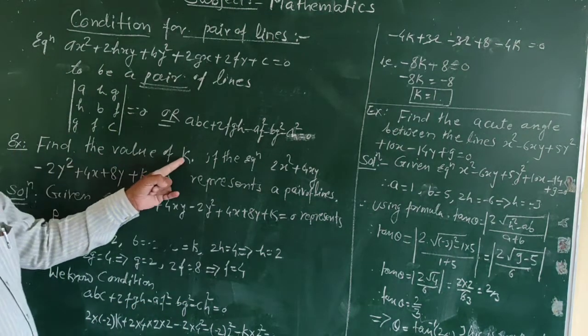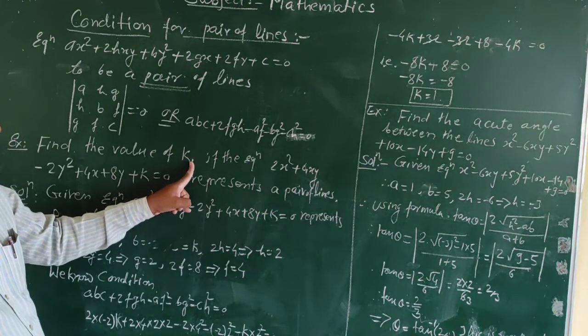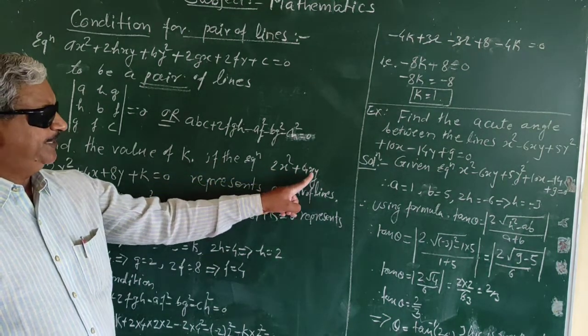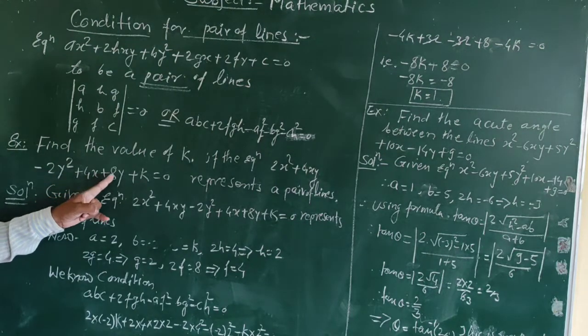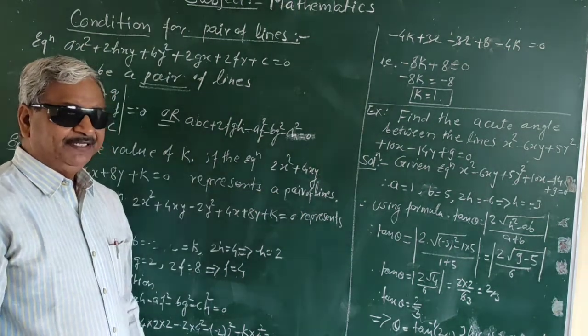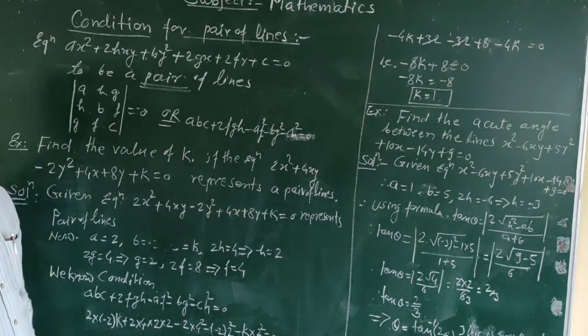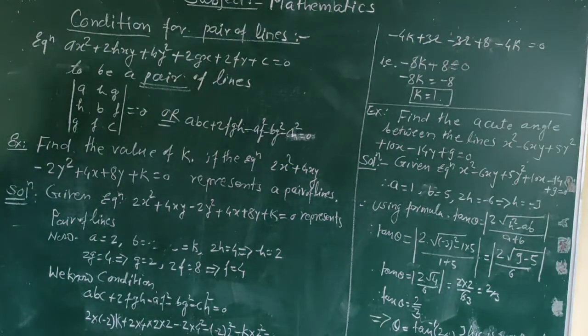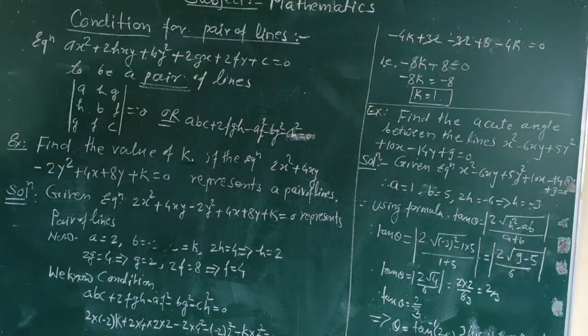So we take one example and we apply that condition here. Find the value of k. First of all we want to find the value of the unknown. This is k. If the equation 2x² + 4xy − 2y² + 4x + 8y + k = 0 represents a pair of lines, the question is that this given equation represents the pair of lines, and you want to find the value of unknown k.